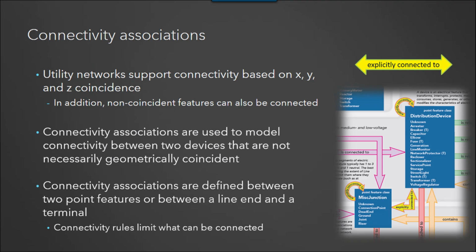Let's see, what else? Connectivity associations can be defined between either two point features or between the end of a linear feature and a terminal on a point feature, if the point feature does support terminals, okay? And the connectivity rules that are established limit what can be connected. If you try to connect things that are not permissible or it's indeterminate, maybe there are too many options, during the build or the validating of the network topology, when we maintain the network index, our network topology, behind the scenes, we will flag errors, we'll report errors, and allow you to identify them and then go correct the problems in your data.